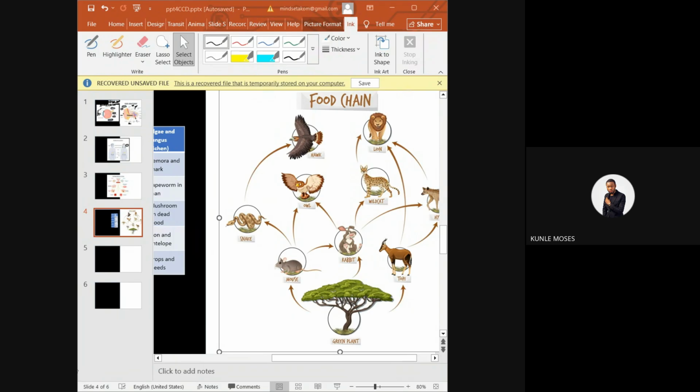So we have food web too. It's just a network of interconnected food chains. So we are talking about trophic levels. The producers, majorly they are the green plants, the primary consumer, secondary consumer, tertiary consumers, the decomposer.